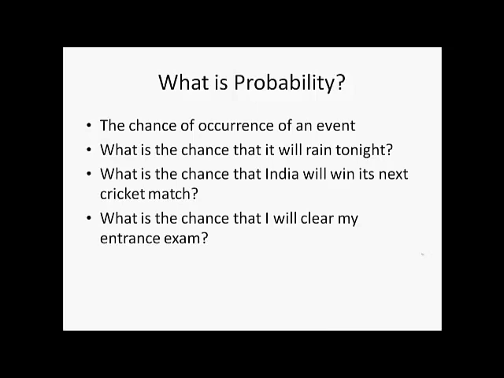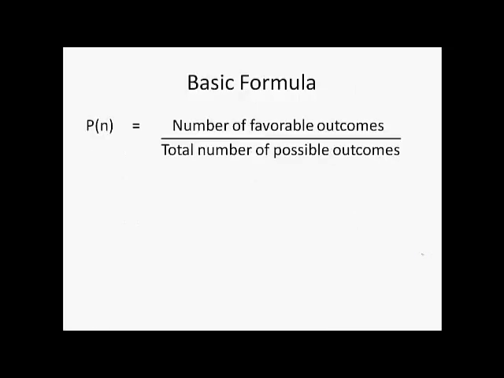into the picture. So there's one simple basic formula in probability which will help us understand and solve most of the questions. The probability of an event is given by the ratio of the number of favorable outcomes to the total number of possible outcomes.